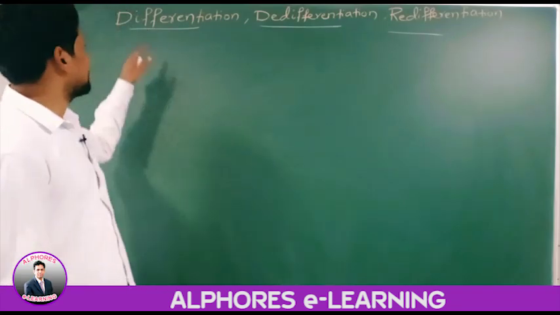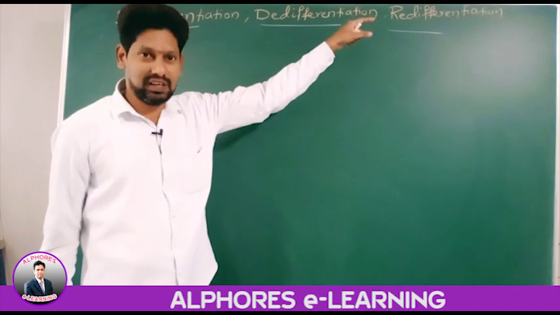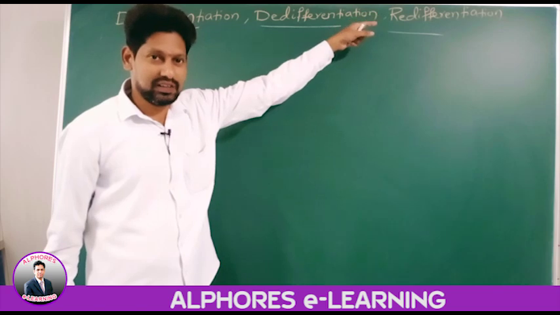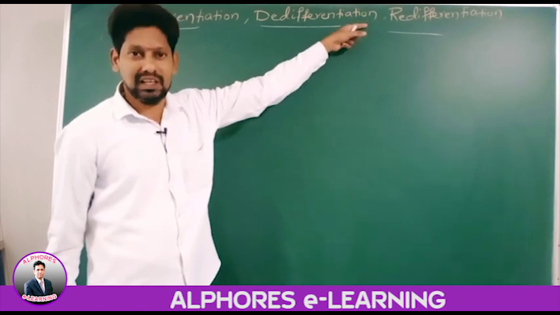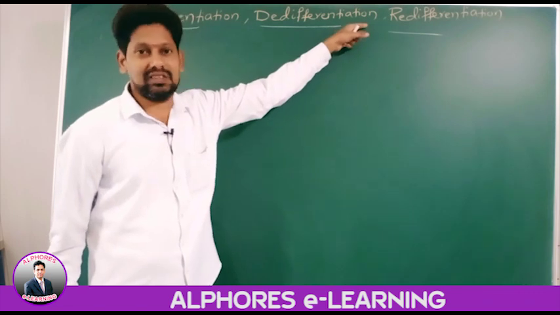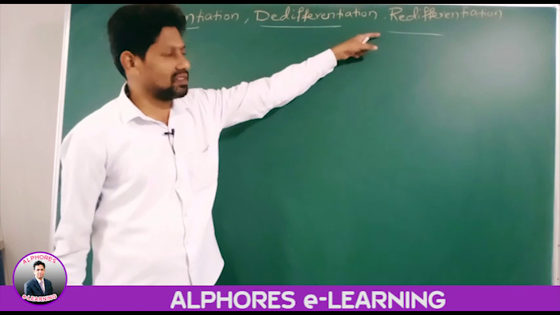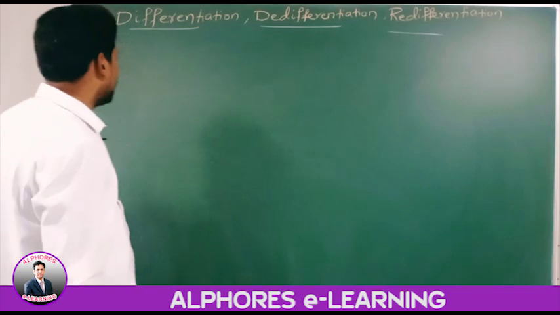Students, we are discussing differentiation, de-differentiation and redifferentiation. In redifferentiation, we discussed a number of examples: secondary xylem, secondary phloem, secondary cortex, cork. All these are examples of the redifferentiation process.